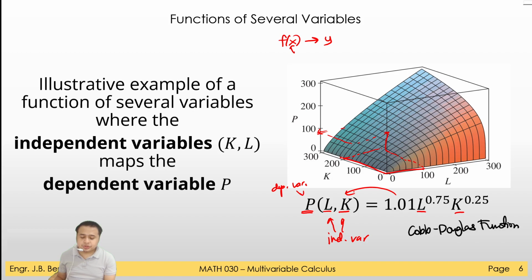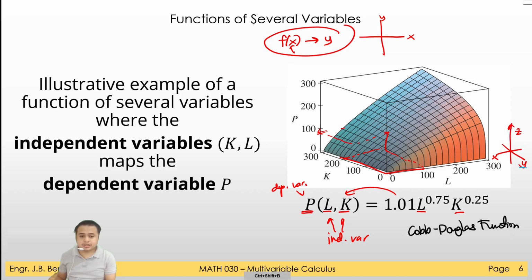So instead of just a line, we have two axes in this one. For functions of several variables, especially if you have two independent variables, this will be a three-dimensional space. So you have x, you have y, and you have the height z. Basically, this x and y will predict what will be the height z.